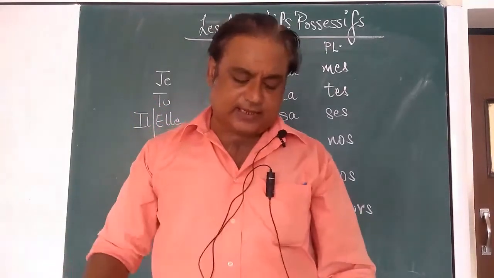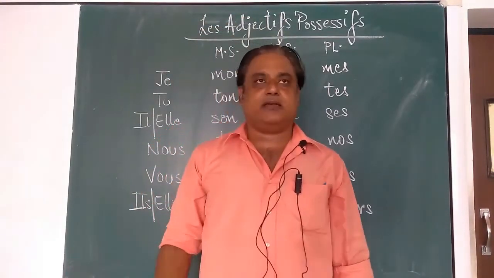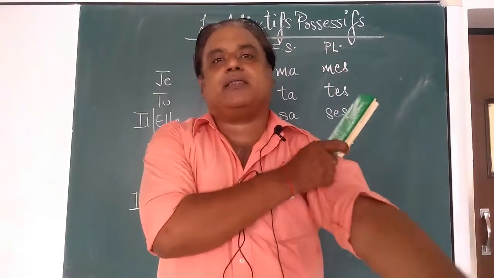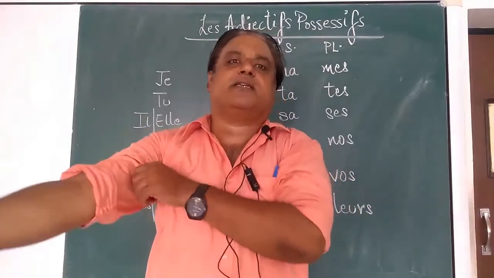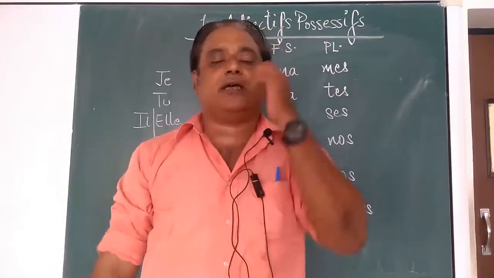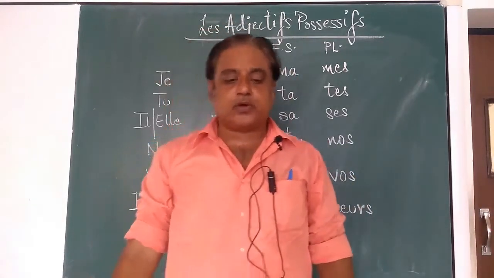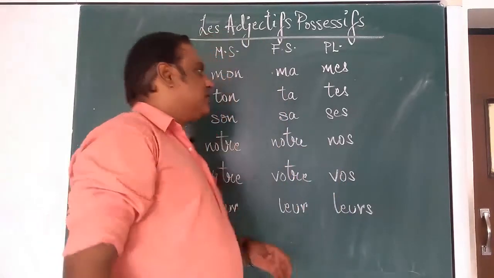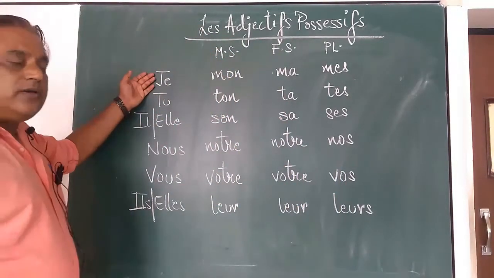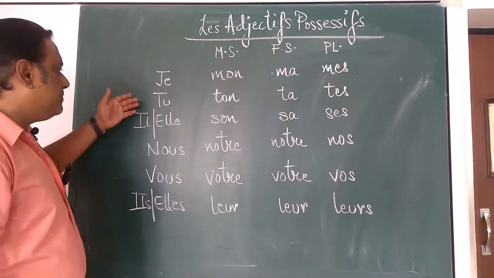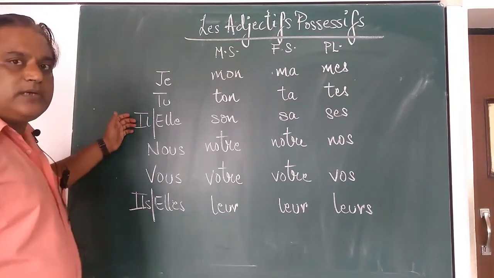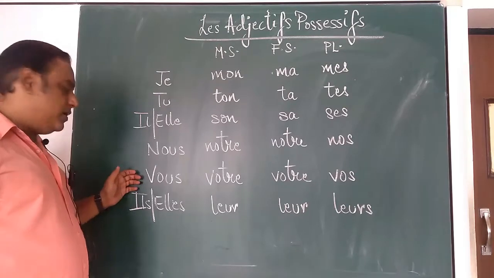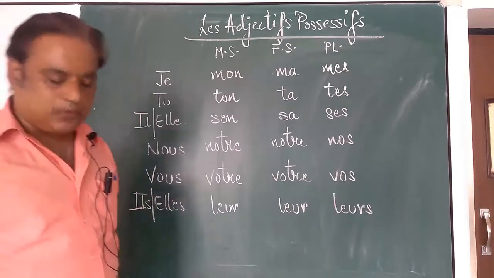Now, possessive adjectives are used according to the persons, and you know that in the conversation we have three persons: first person, second person, and third person. Now, in the secondary stage, they become six persons. Why? Because we have three in singular and three in plural. So, when we talk in French, the order of the persons is je, first person singular, tu, second person singular, il or elle, the third person singular, nous, first person plural, vous, second person plural, and ils and elles, the third person plural.